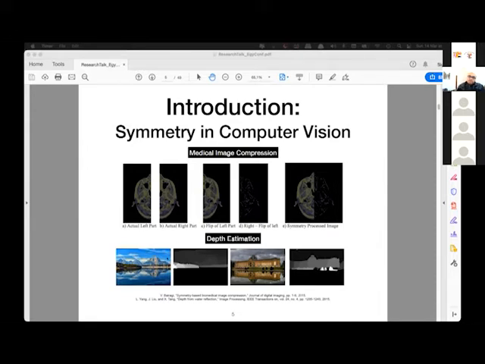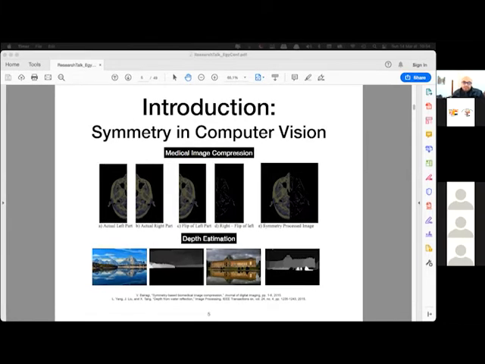Or it can be used, for example, in depth estimation. If we look at this kind of image, we can look at the scene and its mirror over the water. From that we can define the horizon line. From the horizon line, it can help us do the vanishing point estimation.